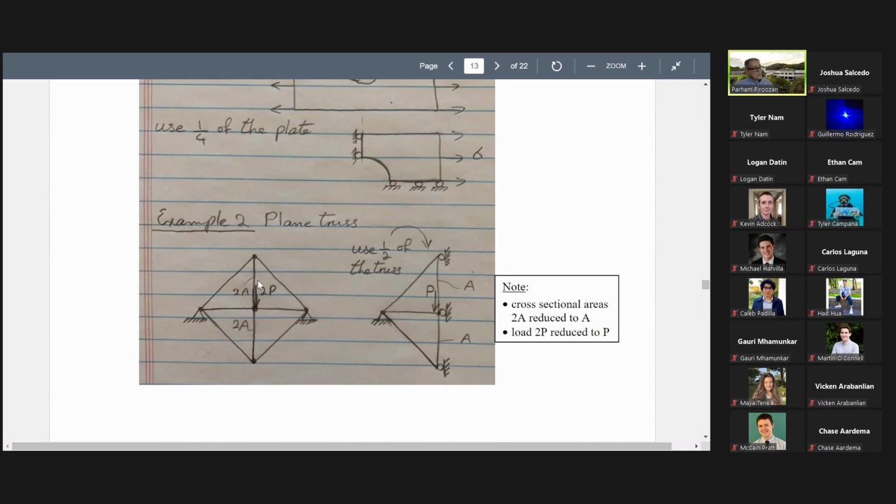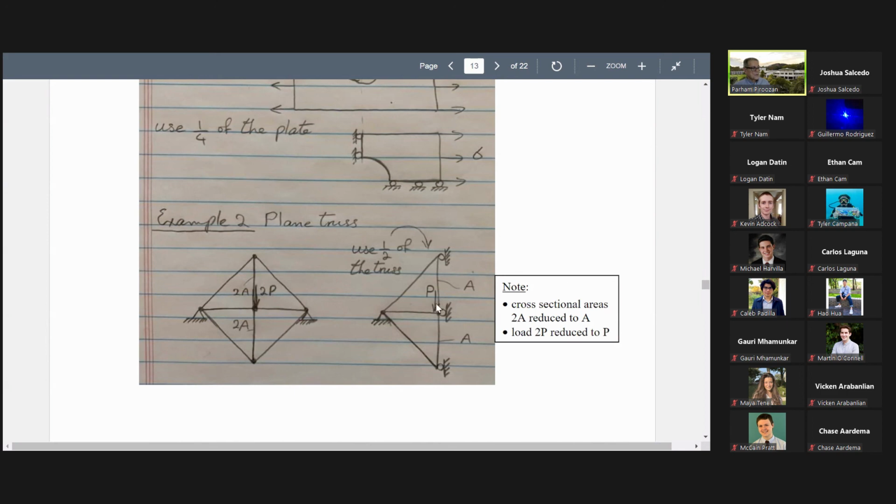If you apply a load here, this element will be in tension, and this element will be in compression. So as you see, the loading is not symmetric. Although the geometry is symmetric, the loading is not. So the response of this structure is not symmetric about the x-axis, but it is symmetric about the y-axis.